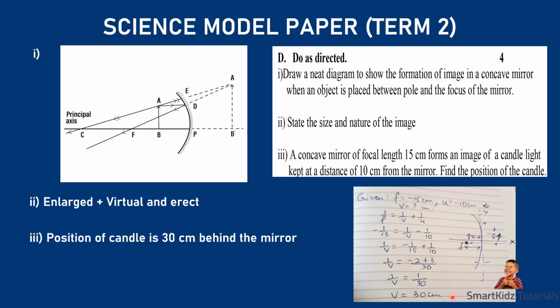Now the image distance is 30 centimeters. When will anything be positive on the x-axis? When it falls on this side, right? So the image that is formed is somewhere like this. It falls here, so the distance of the image from the mirror is positive. So the image of the candle is 30 centimeters behind the concave mirror. So that's it. You probably have 2 marks for this diagram, 1 mark for this question and 1 mark for answering this.